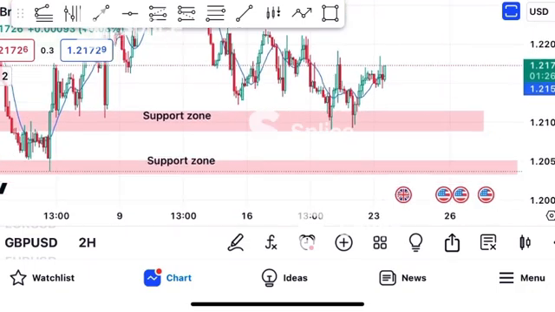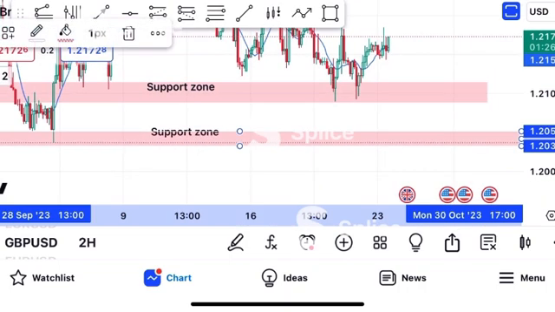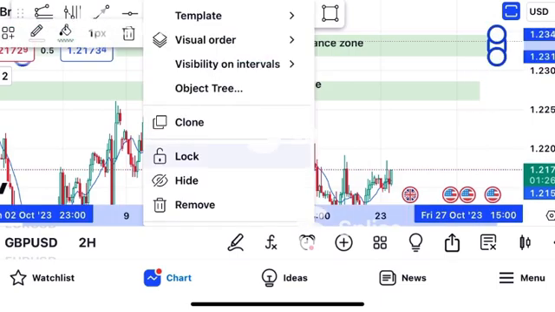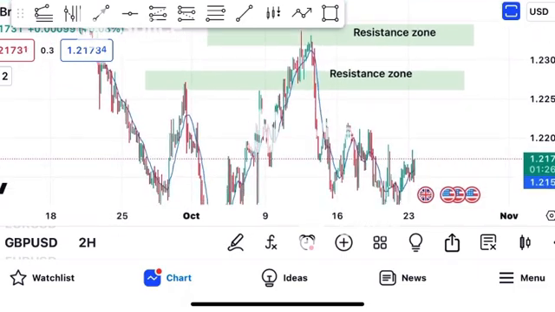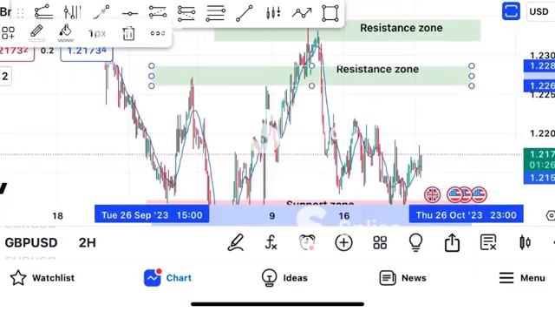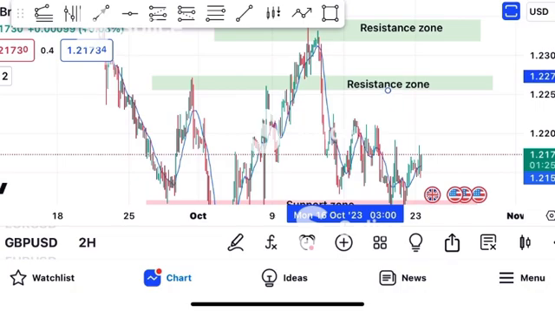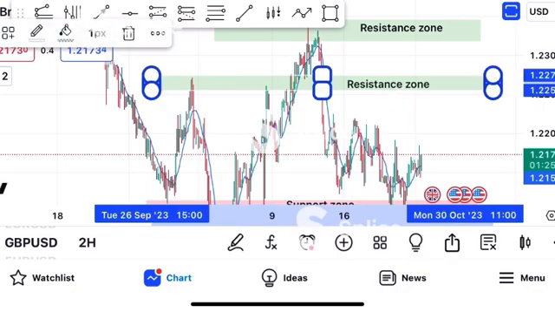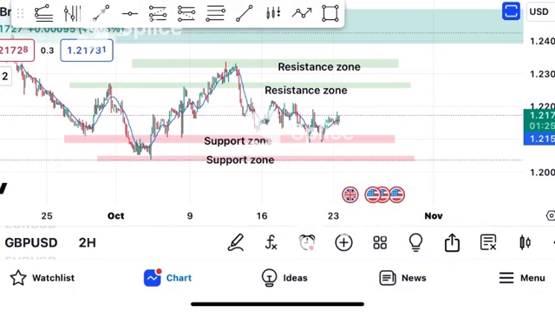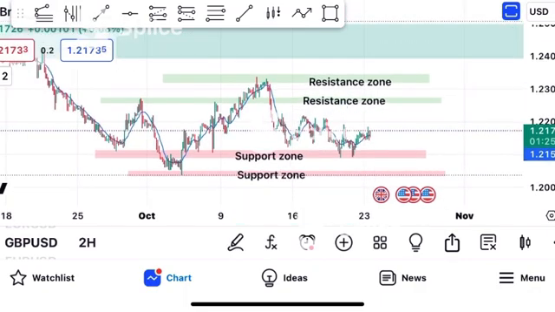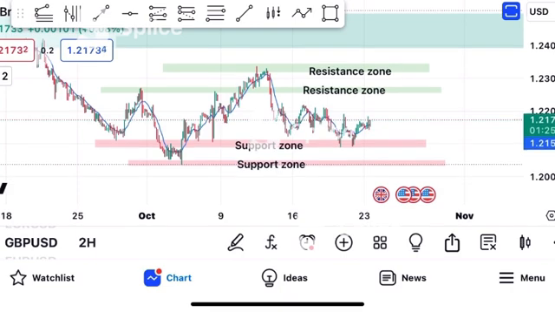So let us lock in all these levels to make sure that it is not interfered with while I'm doing other analysis. Okay, so this has been done. So our resistance zones and our support zone has been formed. So this is it. Now we're going to move down to also using technical indicators.